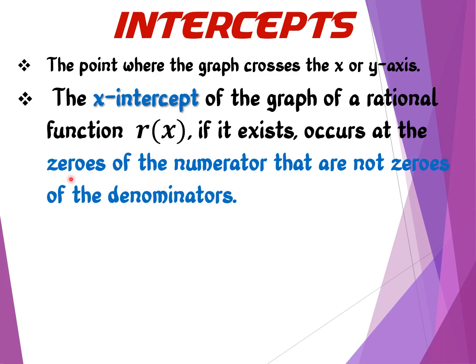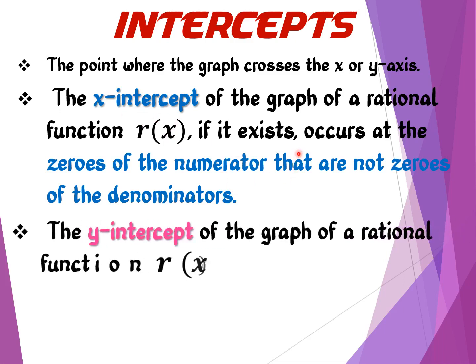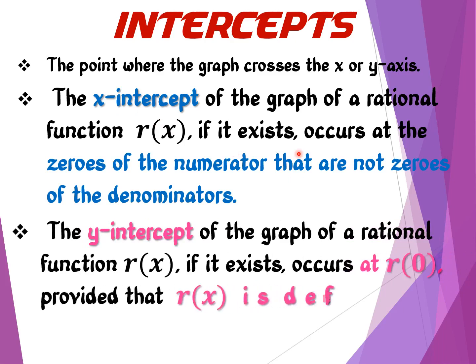So x-intercepts are zeros of the numerator that are not zeros of the denominator, while vertical asymptotes are zeros of the denominator which are not zeros of the numerator. So that's why they are opposites. Or we can let the value of y equal to 0, and then solve for the x-intercept. Now, for the y-intercept, all you have to do is to let the value of x equal to 0, and then solve for the value of y, provided that r of 0 is defined. So that is how we're going to get the intercepts.